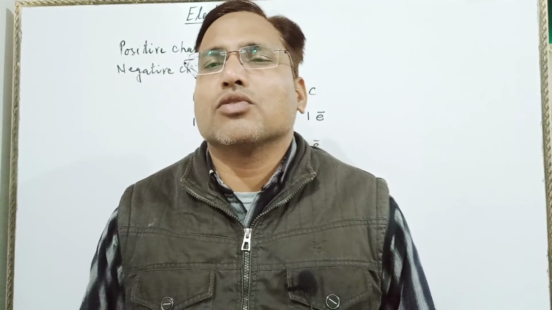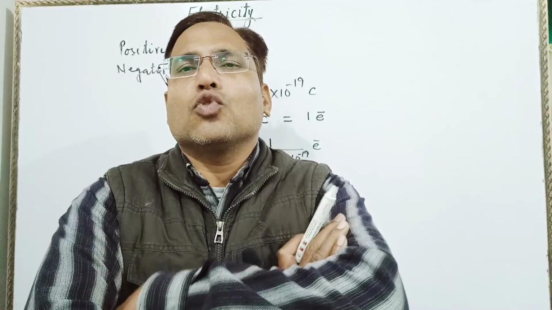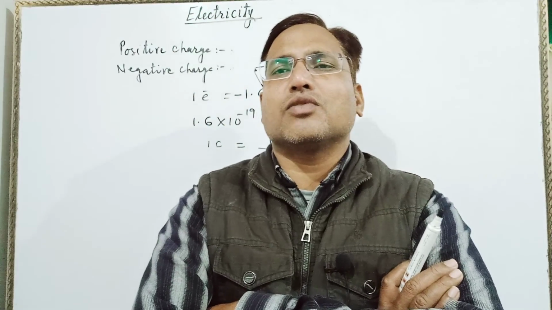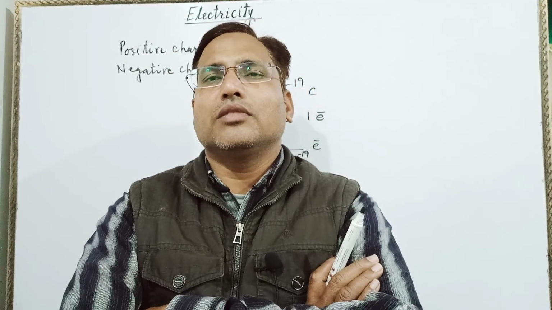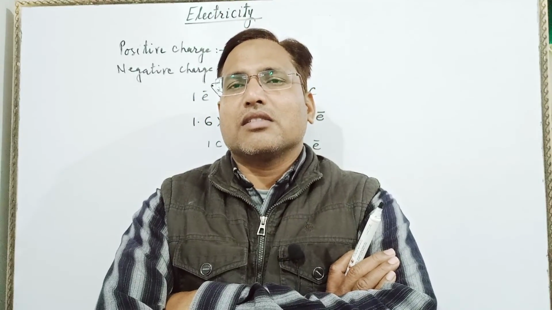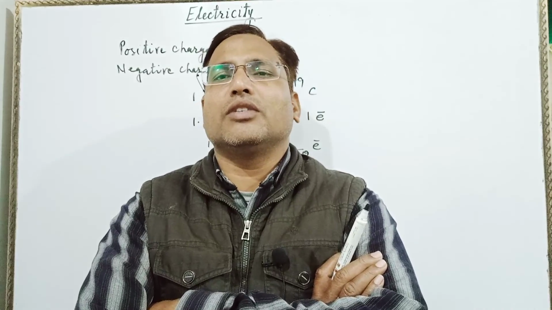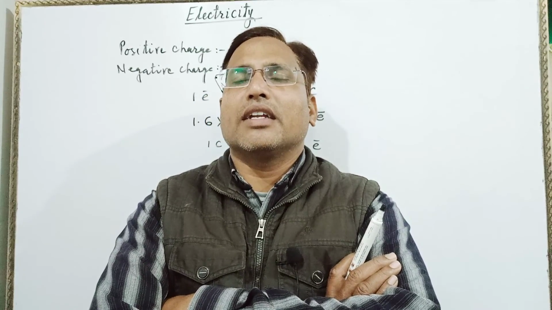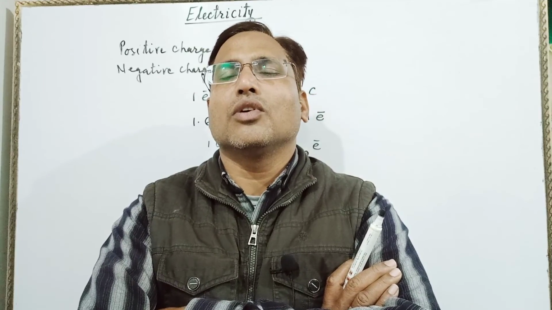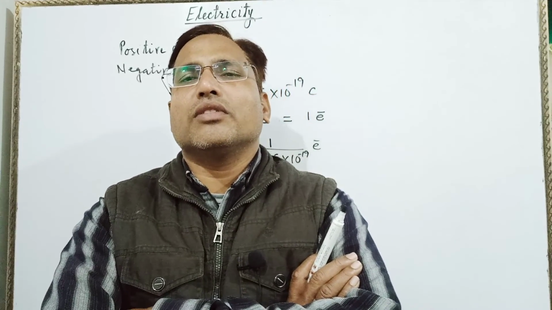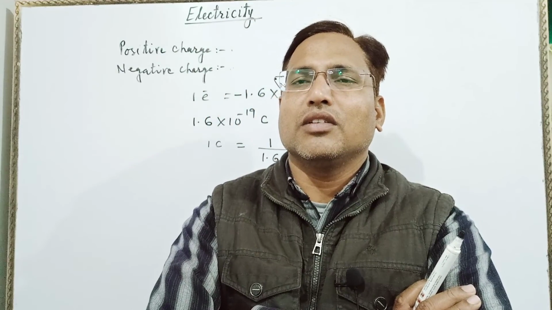And insulators are those materials which do not allow electric current to pass through them. So examples of conductors, we have got metals, then graphite. In class 8 and 9 you have already studied the difference between metals and non-metals, and the difference between conductors and insulators.